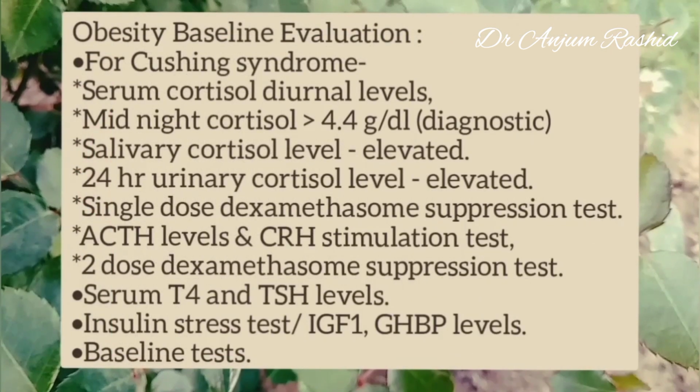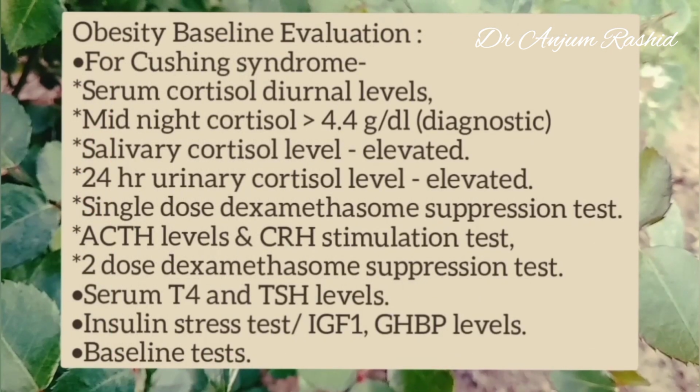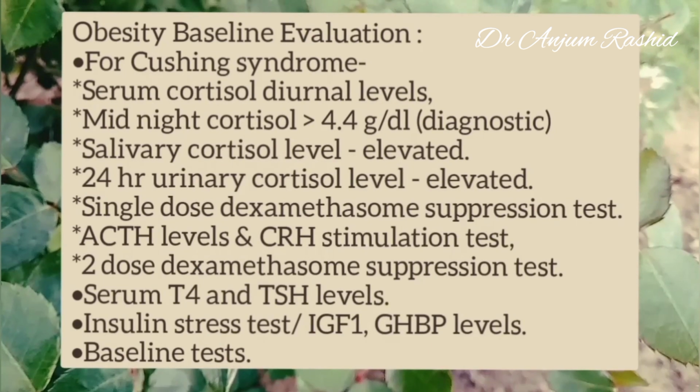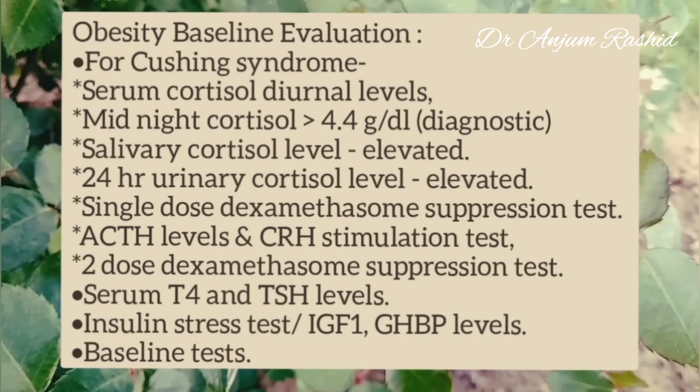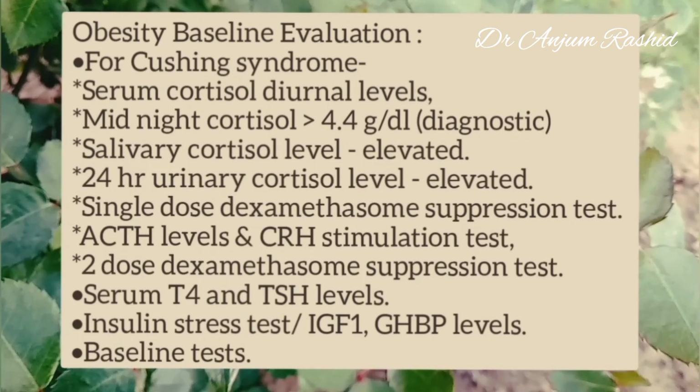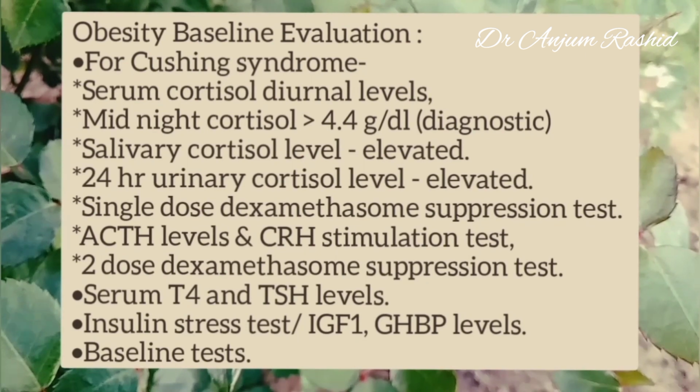Now, if Cushing syndrome is suspected, then relevant tests such as serum cortisol diurnal levels and all other tests should be done. Serum T4 and TSH levels are done in case of hypothyroidism. Insulin stress test, IGF-1, and growth hormone binding protein levels are done to diagnose growth hormone deficiency. And in addition, all baseline urine and blood tests should also be done.